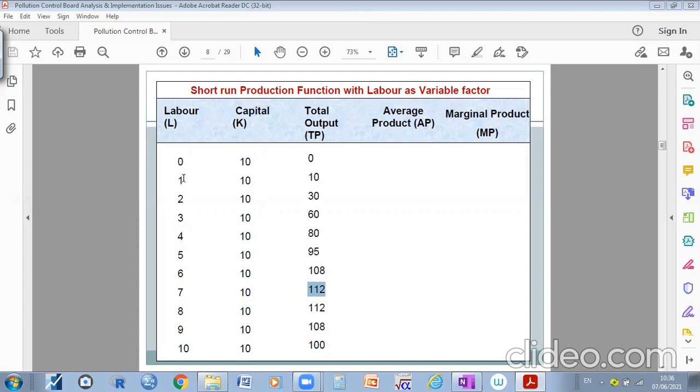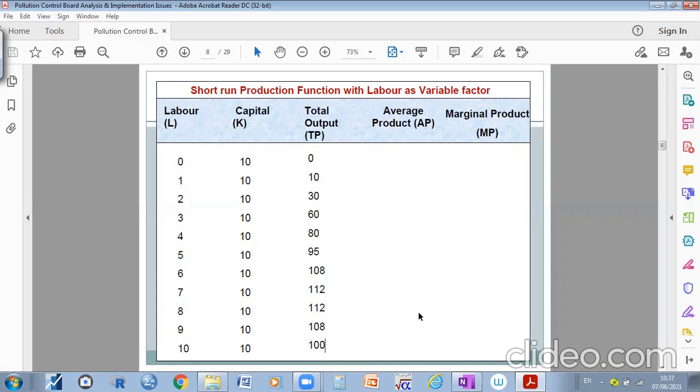See here, when we are increasing the labors, the output will decrease. For example, when you increase labor from 1 to 7, the output increases from 10 to 112. But when you increase labor from 7 to 8, 8 to 9, 9 to 10, the output decreases. Why? For example, in your 1 acre of land, when you increase the labors, the output increases. Beyond that, the output reduces because they may not work properly. Have you understood?